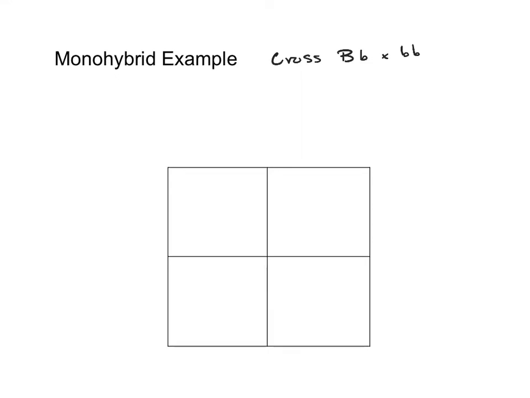In this video, we're going to review how to complete Punnett squares that look at different inheritance patterns. So we're going to start with a simple monohybrid example. So let's cross two cats.